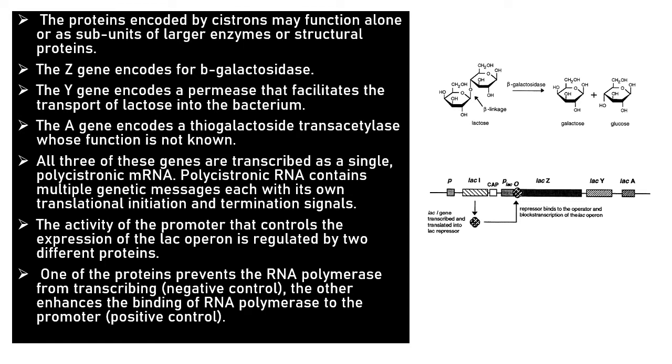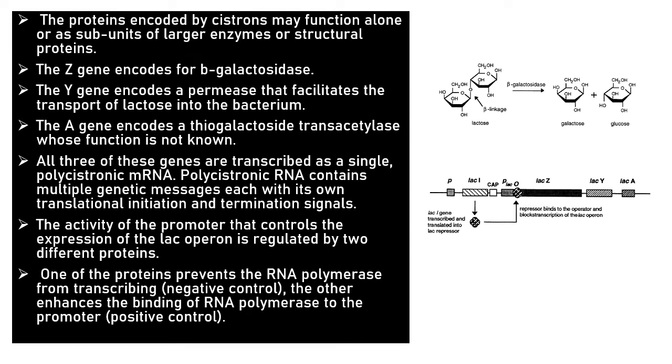Here, as I have told before, the Z gene encodes for beta galactosidase, and the Y gene encodes a permease that facilitates the transport of lactose into the bacterium, and the A gene encodes a thiogalactoside transacetylase whose function is not known yet. All these three genes are transcribed as a single polycistronic mRNA. Polycistronic RNA contains multigenic messages, each with its own translation initiation and termination signals.